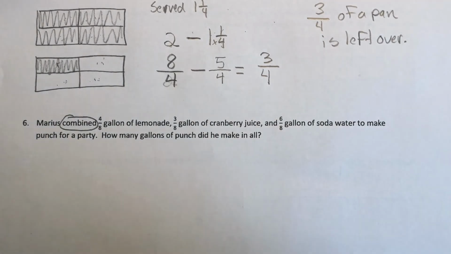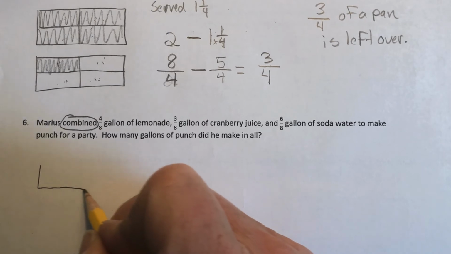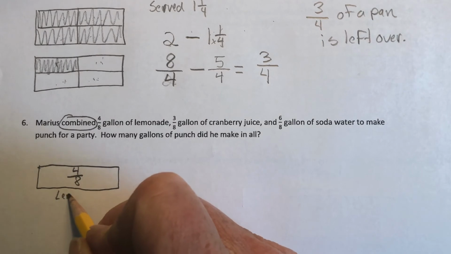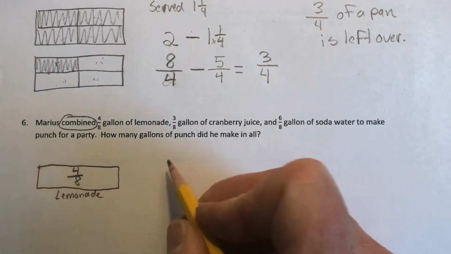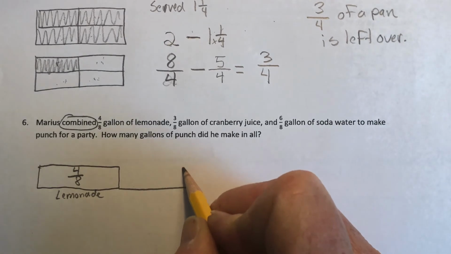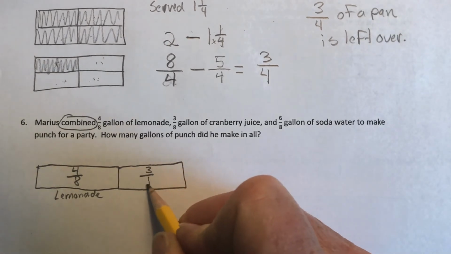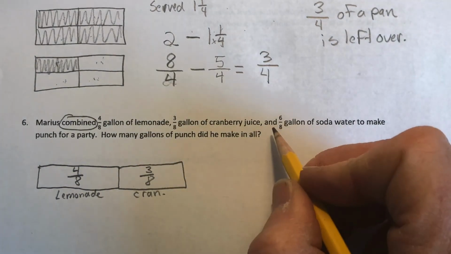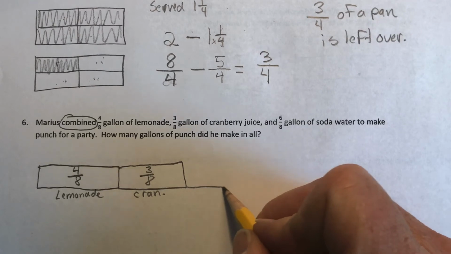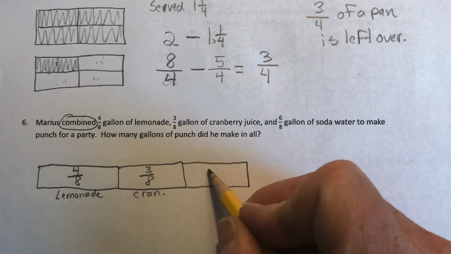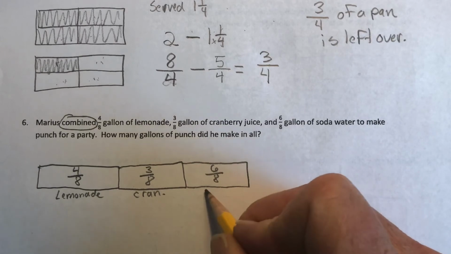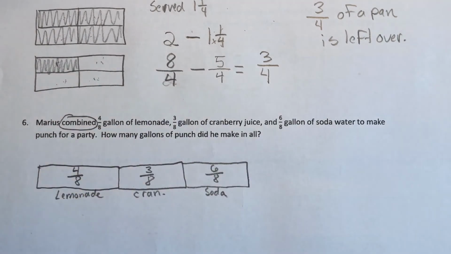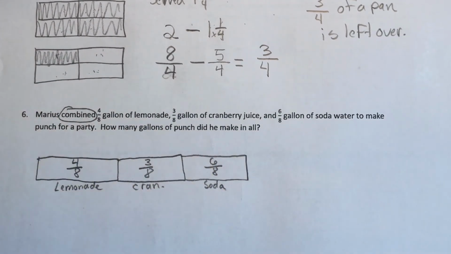Yeah. What we need to do is take my lemonade. Here's my lemonade, which was 4/8 gallon. And I'm going to combine that with 3/8 gallon of cranberry juice. Let's write down cran. And then 6/8 gallons of soda water. Ooh, it's going to be bubbly. Okay, 6/8 gallon right there. So I'm going to put that of soda. Okay? All right, it says how much punch did it make in all? So I have to add these up. So that's what I'm going to do.